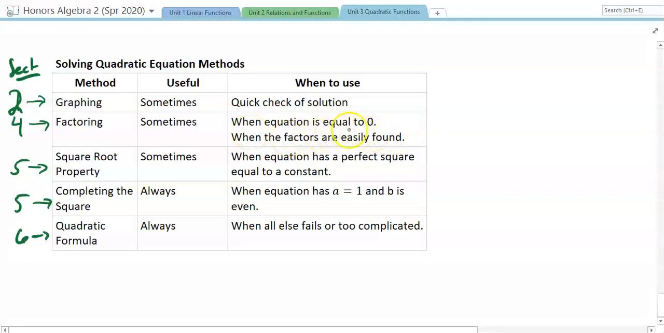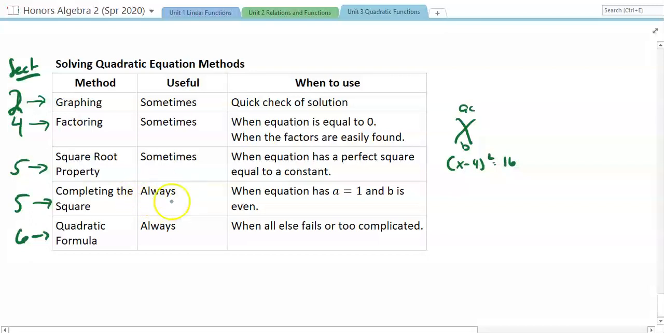Factoring, so again, it's nice when it's equal to 0 already, and the factors are easily found using, remember, our X puzzle, right? So A times C on the top, B on the bottom. Square root's nice when it's already set up, like x minus 4 squared is equal to 16. We can solve that pretty easily. But again, those are only good when it's set up kind of nicely.